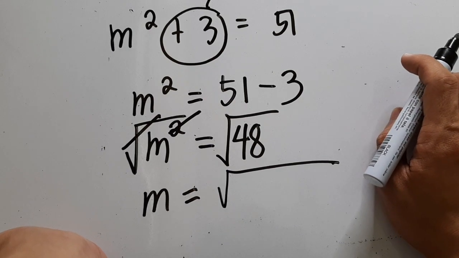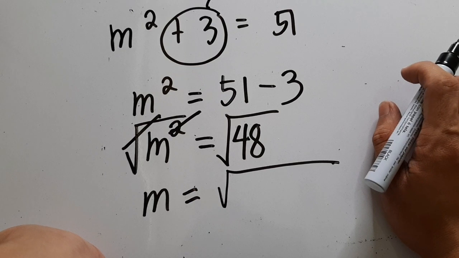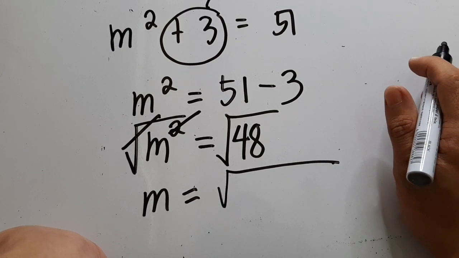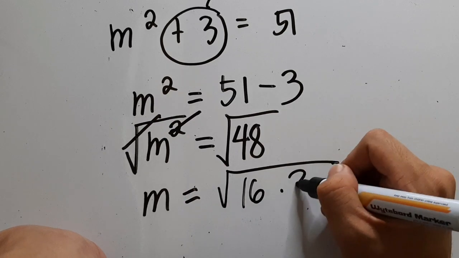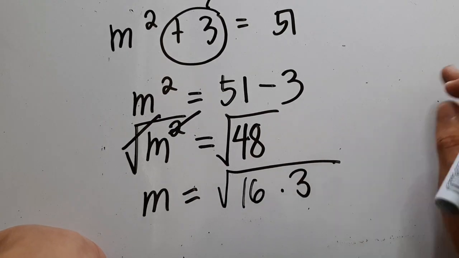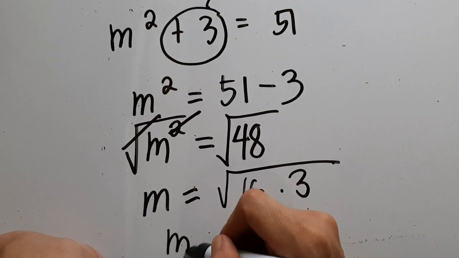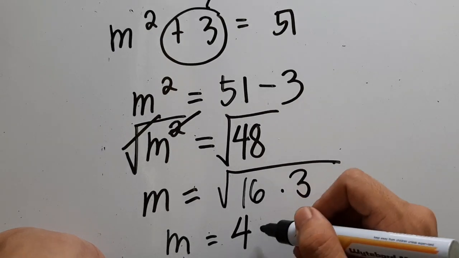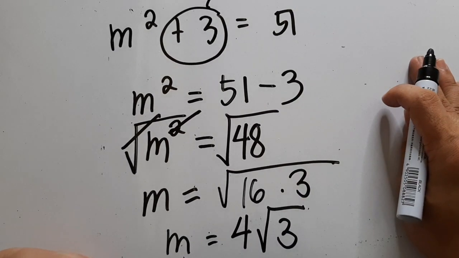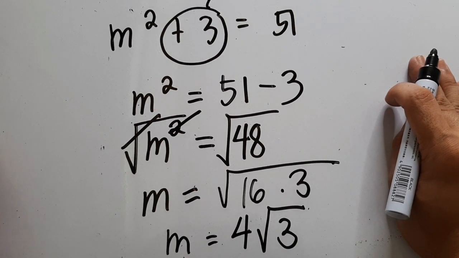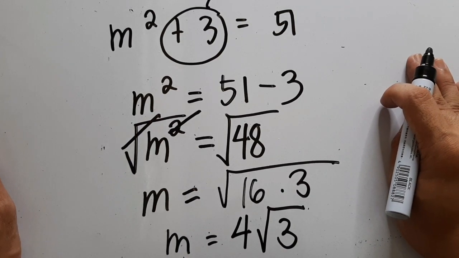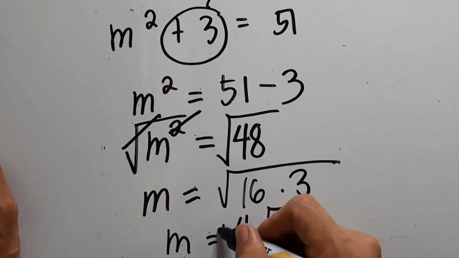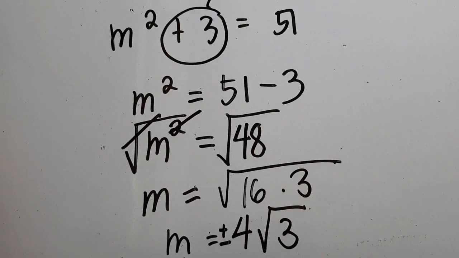Pwede. Pero ang 6 ay walang perfect square as well as 8 walang perfect square. Pwedeng 16 and 3. Okay, 16 and 3. Bakit? Square root of 16 is 4. So, we have m is equal to, square root of 16 is 4, ilalabas natin siya, 4 square root of 3. Sir, bakit naiwan po si 3? Kasi si 3, wala siyang perfect square. Now, the value of our m is, it's either positive 4 square root of 3 or negative 4 square root of 3.